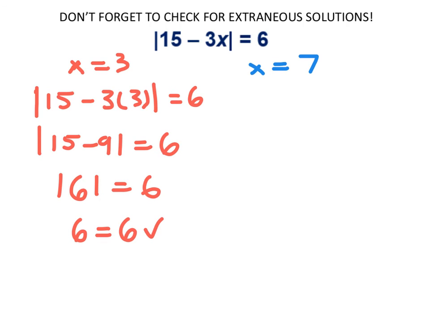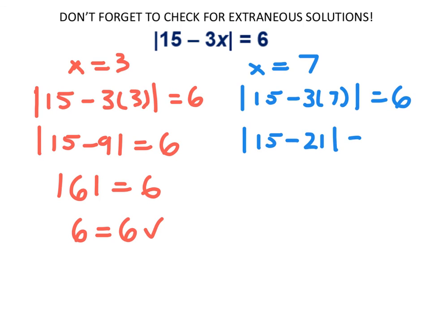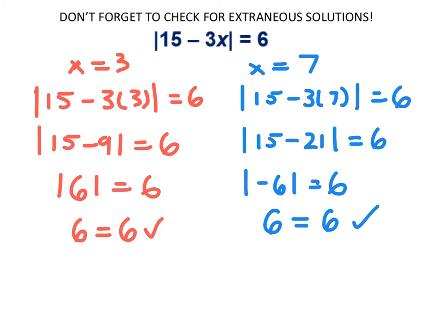So it's true. If I repeat this process for the other side, I have the absolute value of 15 minus 3 times 7 equals 6. The absolute value of 15 minus 21 equals 6. The absolute value of negative 6 equals 6. And finally, 6 is equal to 6, which is true. So that means that the solution is that x equals 3 or 7.